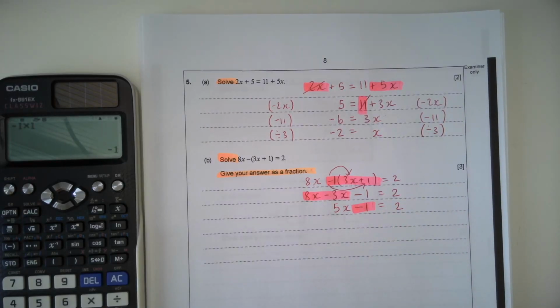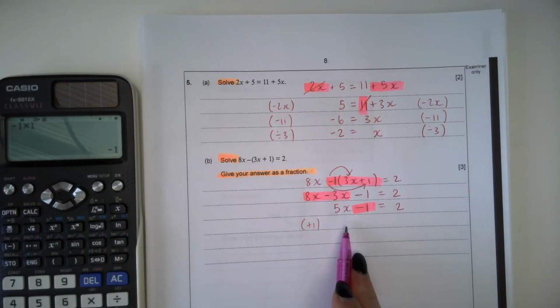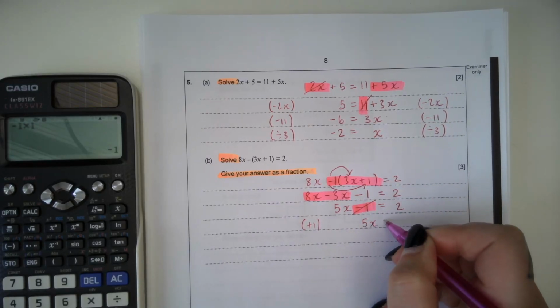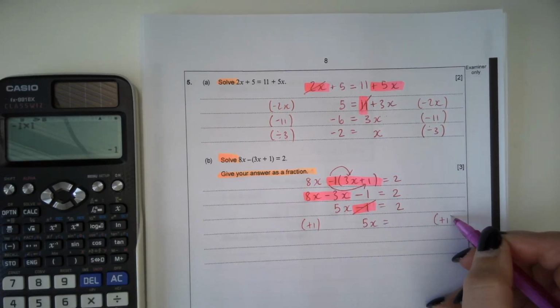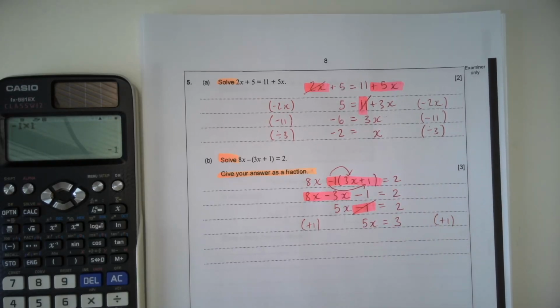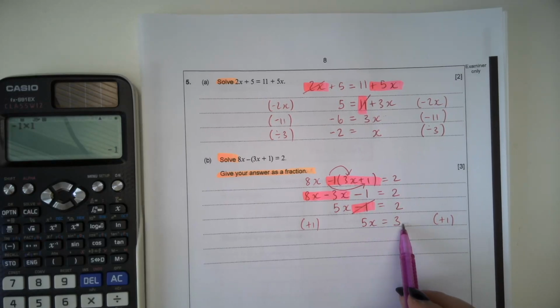So the inverse of subtracting 1 is to add 1. So when I add 1 to the left-hand side, that cancels that out and leaves 5x. And then when I add 1 to the right-hand side, 2 plus 1 is equal to 3. Now we've got a one-step equation. 5 multiplied by x is equal to 3.